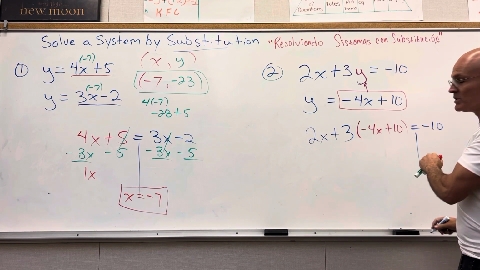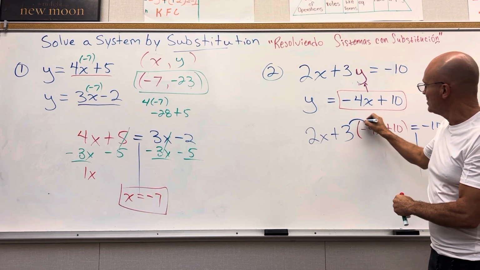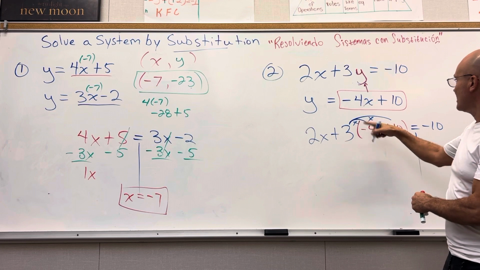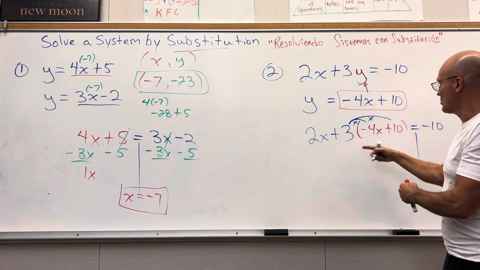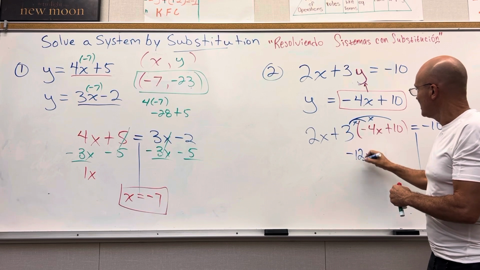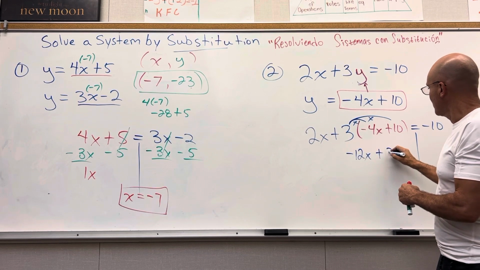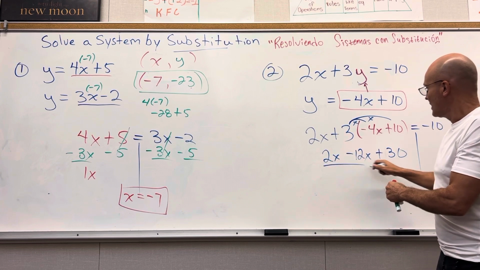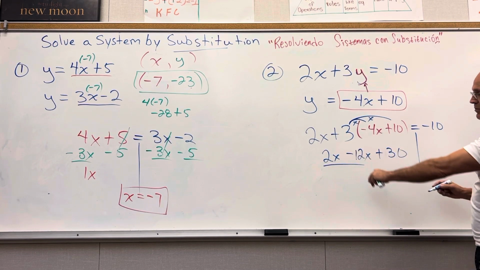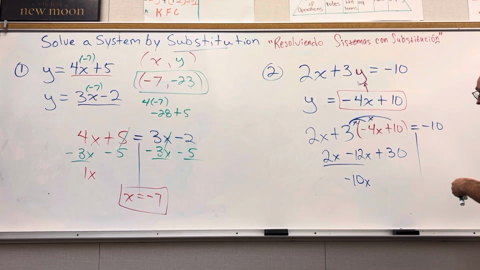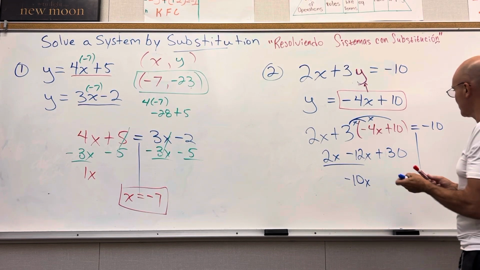And this math problem is done a little different as we distribute, as I sometimes call it, the rainbow property, because I draw little rainbows until the kids get comfortable, then you don't need to draw them. 3 times negative 4 is negative 12x, and 3 times 10 is 30. And I still got to bring that 2x down. I got the x's that I need to combine here. I get negative 10x.